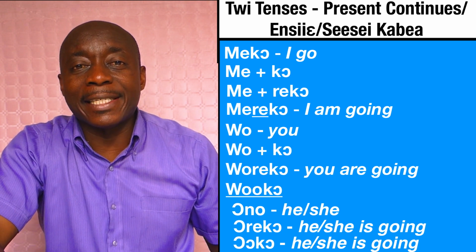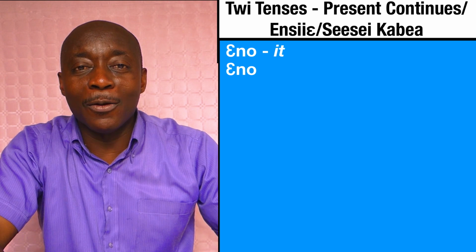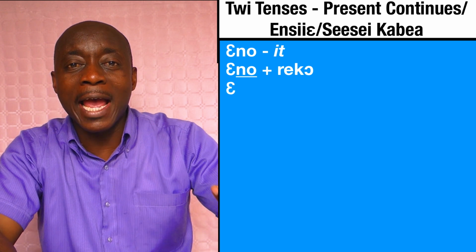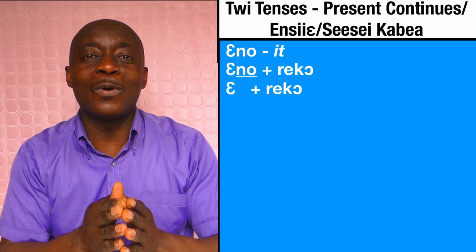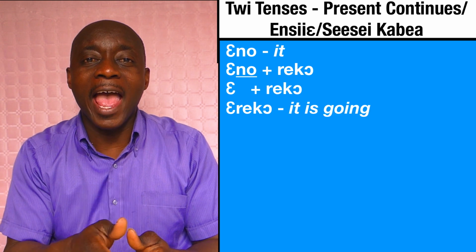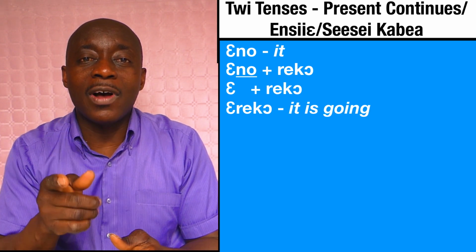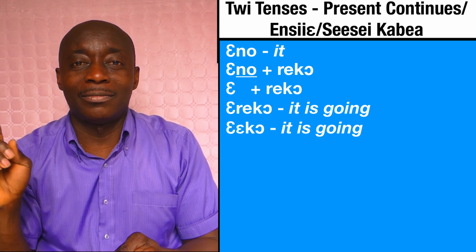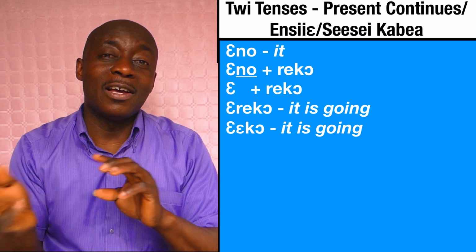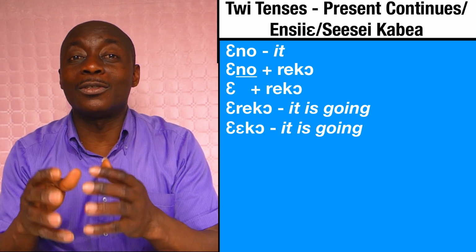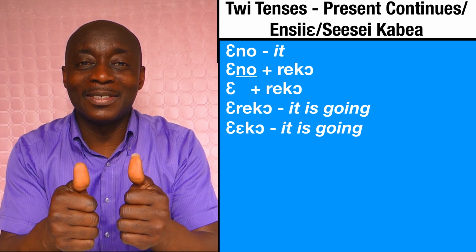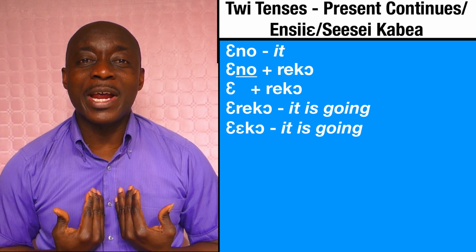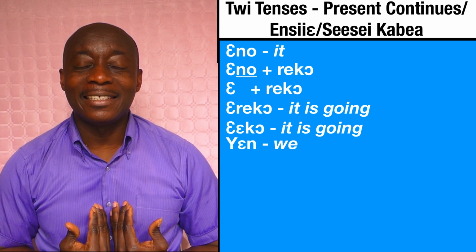If you want to use eno, eno will lose the no and we'll get e, and then we'll add reko. So it will be what? Ereko. However, we will say eko. So you see, the way it is written is different from the way it is pronounced.